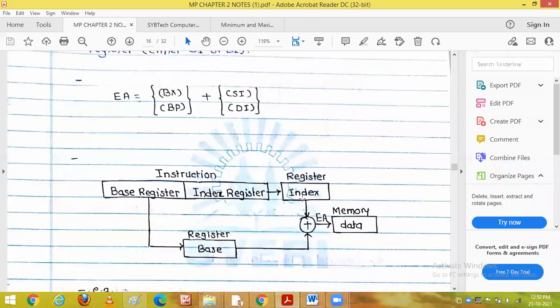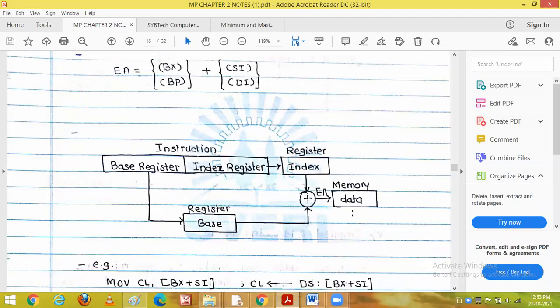So the format is: the instruction is there, and in the instruction you have to use a base register, base segment, and index register. And for the base purpose, use one more register, the index, which may be SI or DI, source index or destination index. Finally, you add them, and then that effective address is used for the data manipulation.